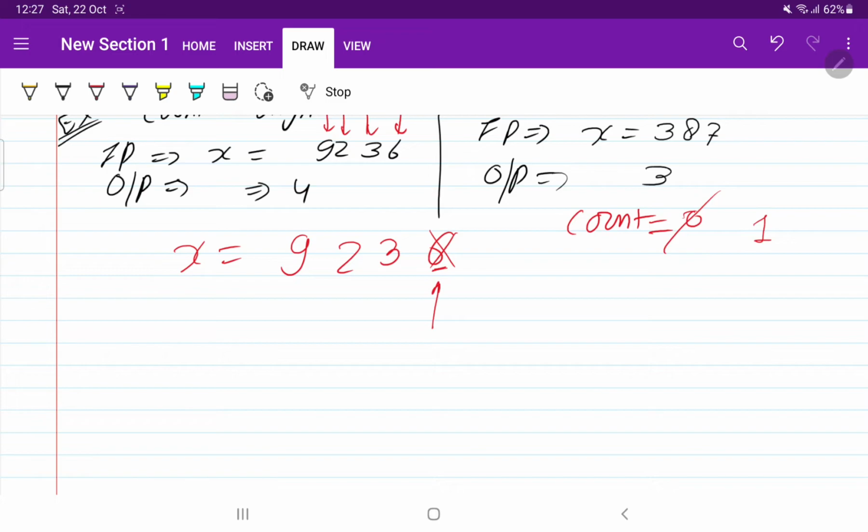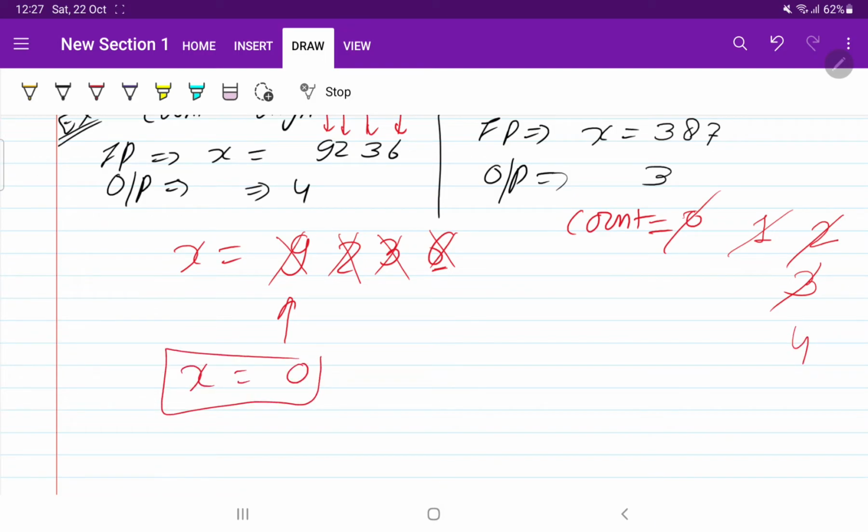Now my count has become 1. Then we will come to the second last digit and remove it. Now my count will become 2. We will come to this number, remove it, and now my count will become 3. Now we will come to this number and remove it. Now my count will become, sorry, 4. 3 plus 1 is 4. So as we have removed all the digits, the number has become 0.